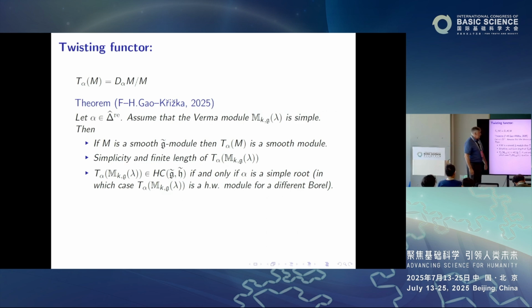The image will be in a Harish-Chandra category if and only if alpha is a simple root. If alpha is not a simple root, then we are outside of the Harish-Chandra category, so the weight spaces are infinite dimensional. And if alpha is simple, as we saw in the pictures, this will be just a highest weight module for a different Borel.